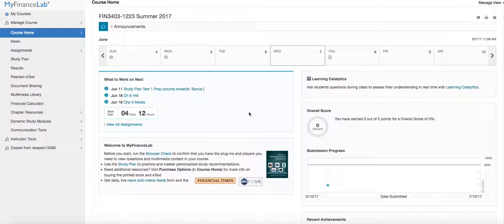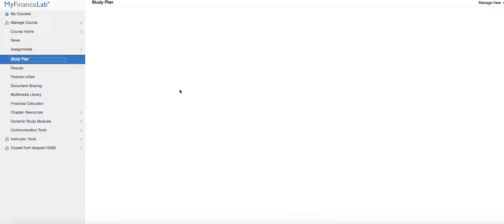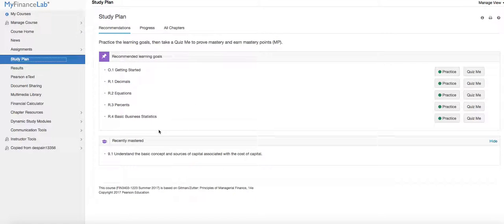All right, so let's look at a couple of homework problems from Chapter 5, Part 2. And since the assignment's already been completed and the due date has passed, what we can do is just go find the same problems within the study plan. So I'm going to click on the study plan icon or tab to the left here, and we'll click on all chapters at the top.